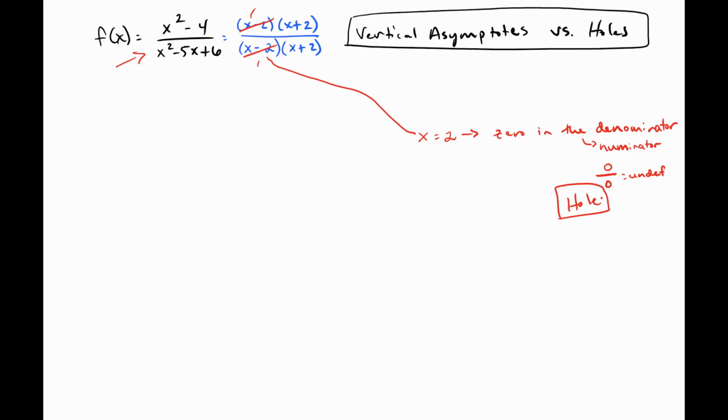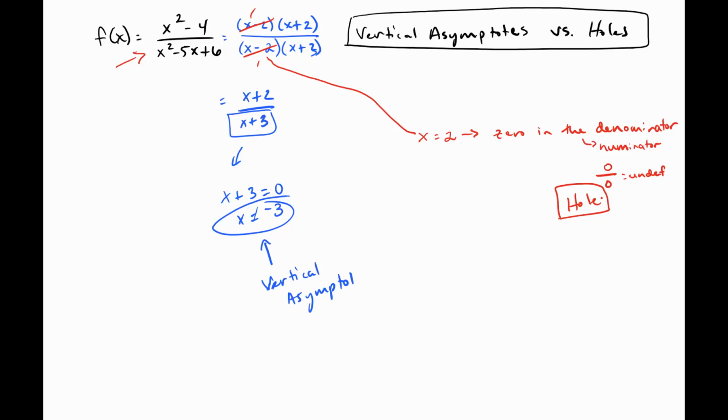Now, if you notice in this particular equation, okay, and that was a 3, not a 2 there, we end up with x plus 2 over x plus 3. Well, that means that we also have a domain restriction that x plus 3 cannot equal 0, or x cannot equal negative 3. Well, this is much more similar to what we saw in our previous examples when we talked about vertical asymptotes. So now we know that we're going to have a vertical asymptote at x equals negative 3.